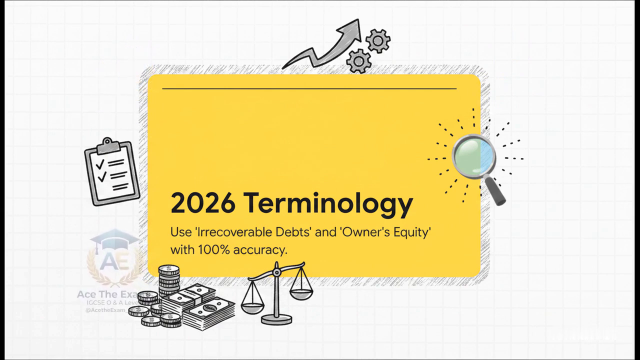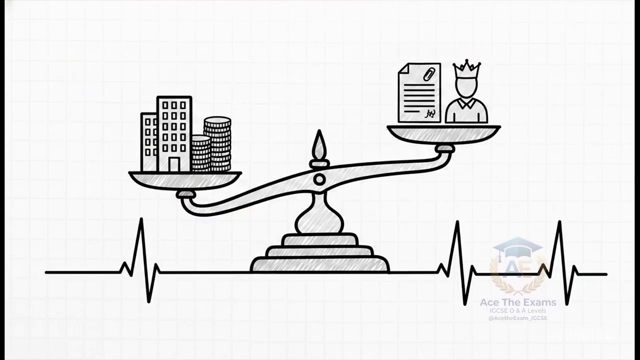And for the 2026 syllabus, Cambridge has fully transitioned to modern, international terminology. So terms like irrecoverable debts and owner's equity absolutely must be used with 100% accuracy. If you're dropping outdated terms in your exam, you're basically signaling to the examiner and to our imaginary bank manager that you just aren't up to speed with current financial reporting standards. It's a non-negotiable.